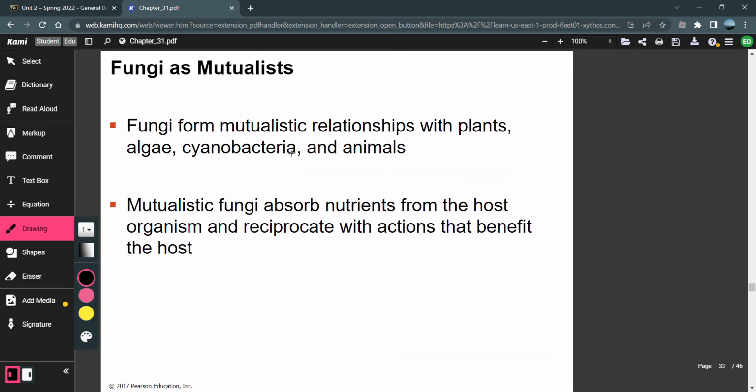Fungi are mutualists. Fungi form mutualistic relationships with plants, algae, cyanobacteria, and animals. 85% of plants use mycorrhizal relationships. Agriculture is greatly enhanced by the presence of fungus.